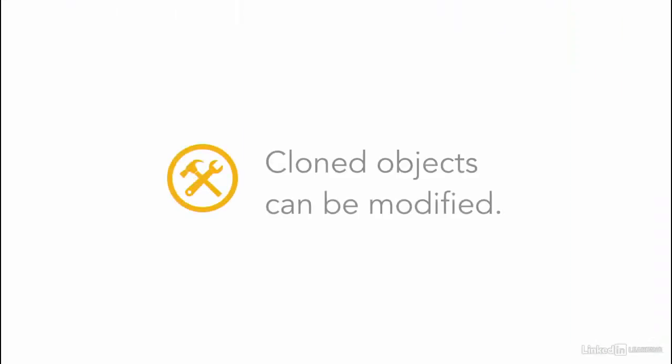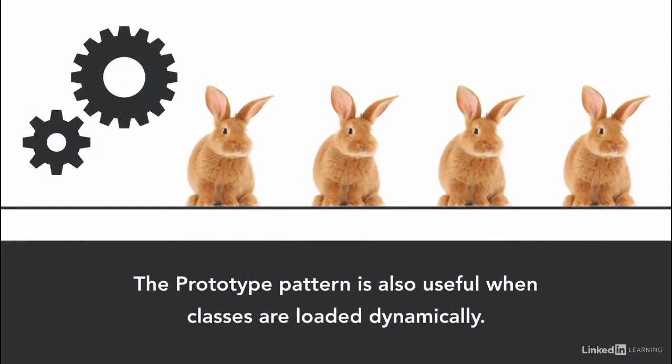The copied rabbits can then be modified. For example, you could clone the original rabbit 10 times, and then give all of the rabbits their own name. This pattern should be used when the application using the cloned objects should not need to know about how an object is created. It is also useful when classes are loaded dynamically.